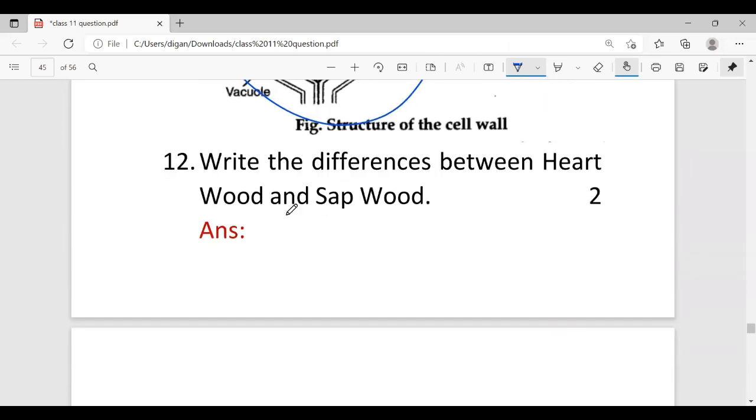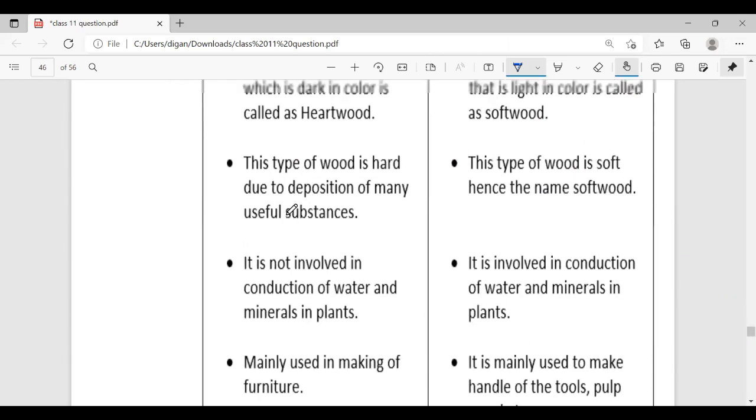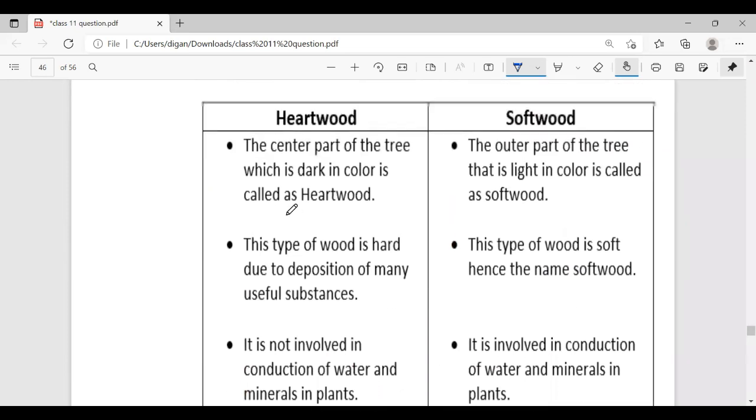Next, go for the difference between hardwood and sapwood. So this is the difference. Hardwood: the first point is that it is the center part of the tree, means hardwood is present in the center, whereas softwood or sapwood is present in the light colored part. This type of wood is hard due to the deposition of many useful substances. This type of wood is soft, hence it is known as softwood.